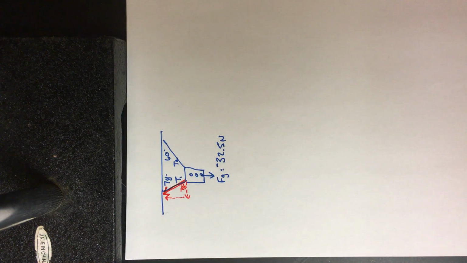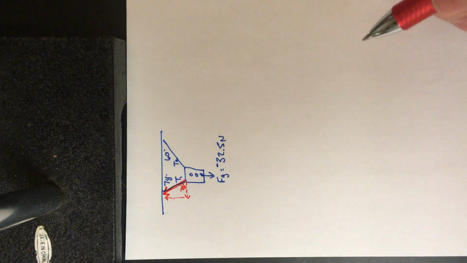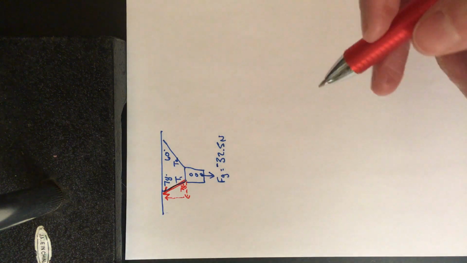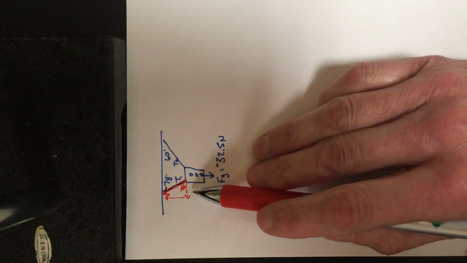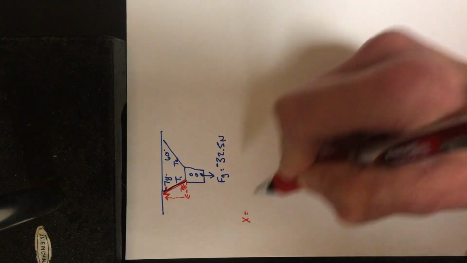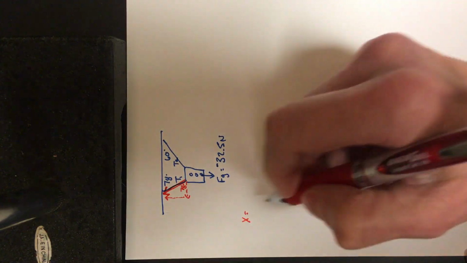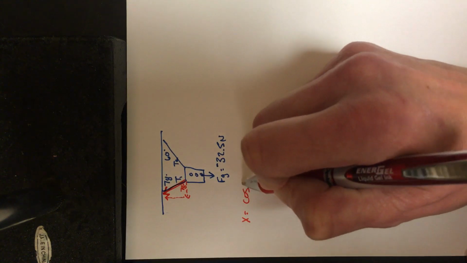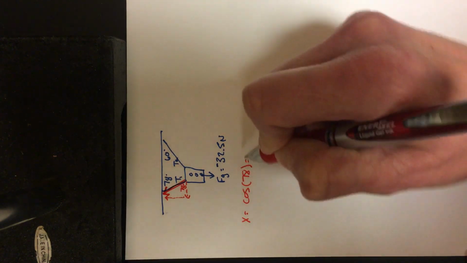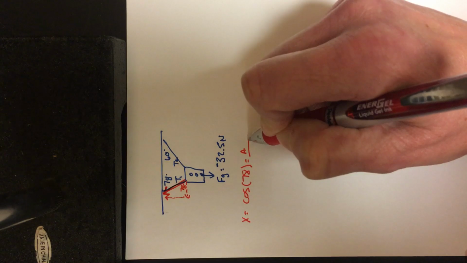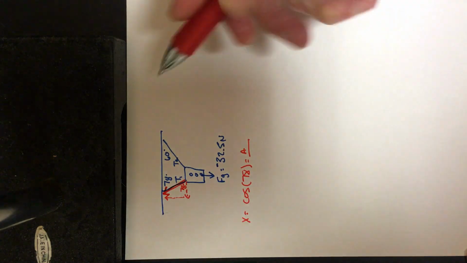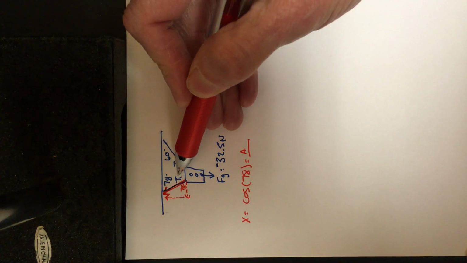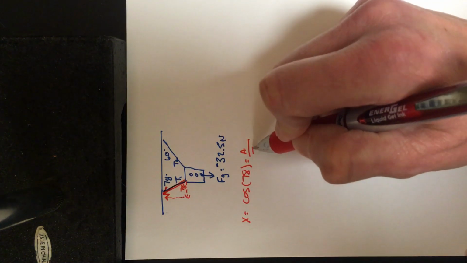Okay, so now I'm going to try to solve for the subcomponents of T1. Now the x side right here is going to be cosine of 78 is equal to the adjacent side over the hypotenuse. My hypotenuse in this scenario doesn't have a number, it's a variable, T1.